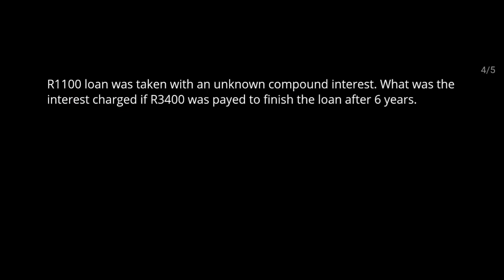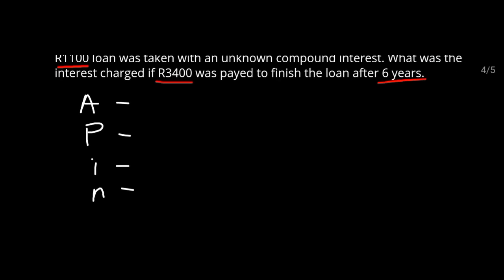This question says 1,100 rand loan was taken with an unknown compound interest. So it's 1,100 there. What was the interest charged if 3,400 was paid off to finish the loan after 6 years? So what this statement is telling us is that this person went to the bank and asked for a loan of 1,100. That is our principal amount.